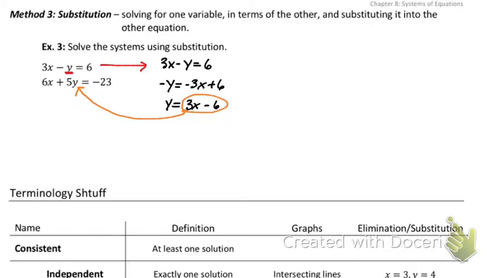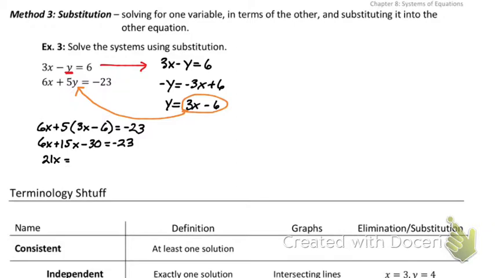And that's going to leave us with, I didn't give myself much room here, 6x plus 5 times the quantity 3x minus 6. Make sure to use parentheses because that 5 needs to be distributed to the 3x and the 6. So do not forget your parentheses. That's going to give me what? 6x plus 5 times 3x is 15x. 5 times 6 is -30 equals -23. 6x plus 15x is 21x.